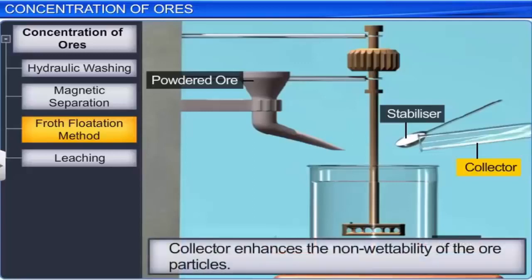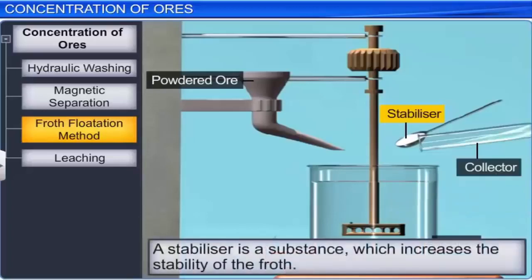A collector is a substance such as pine oil or a fatty acid which enhances the non-wettability of the ore particles. A stabilizer is a substance like cresol, which increases the stability of the froth.